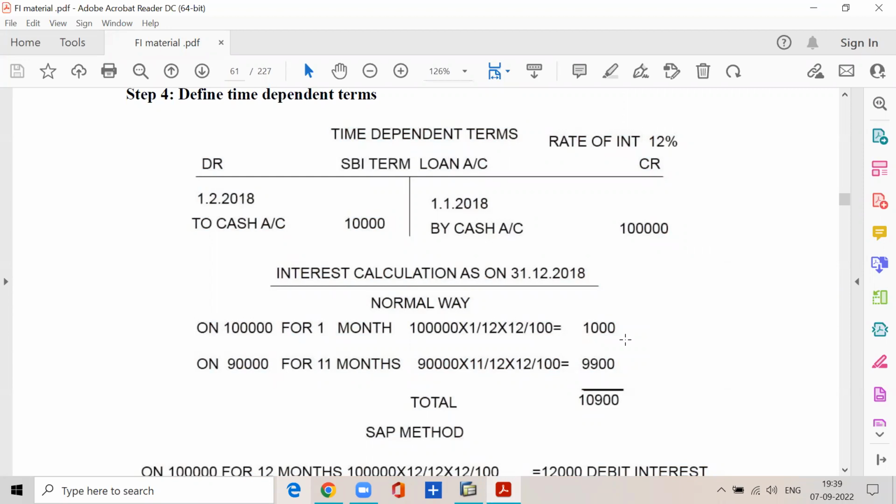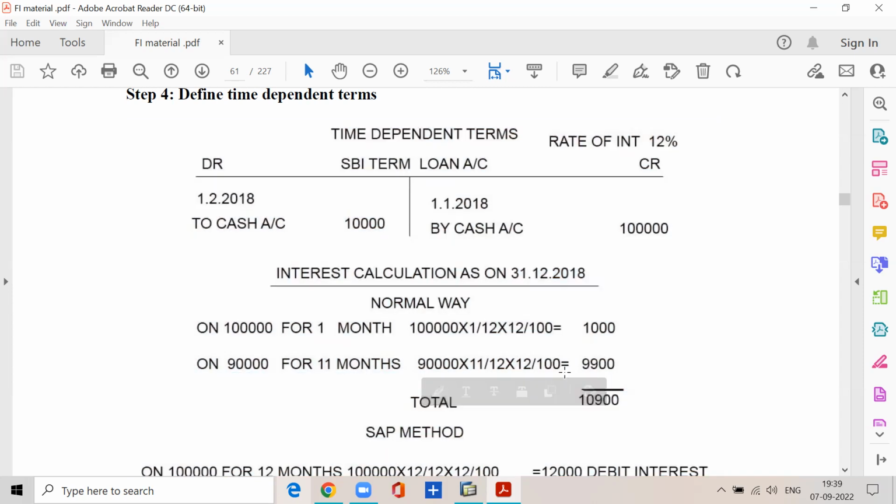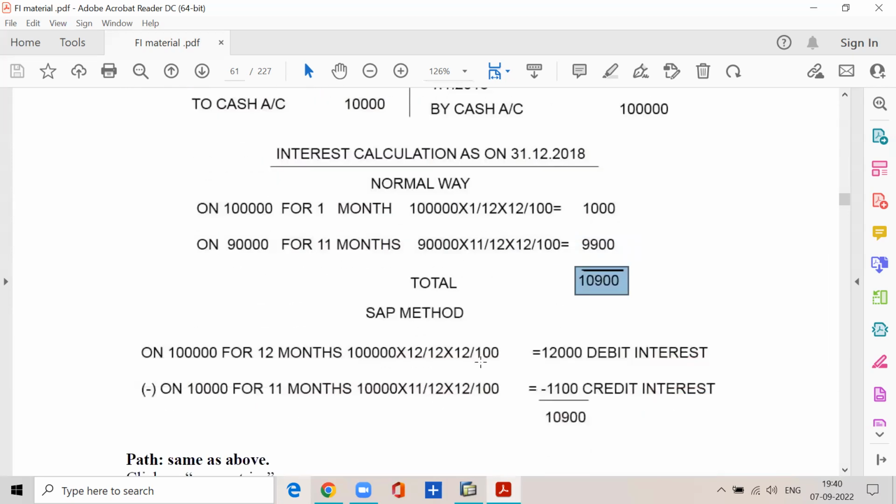Yes, sir, clear. Now, on 1st February 2018, you have repaid 10,000 rupees. That means from 1st February 2018 till 31st December 2018, we have used 90,000 from the bank, right? Yes or no? Okay, sir. So on 90,000 for 11 months, 90,000 into 11/12 into 12 by 100, which comes to 9,900 rupees. So the total is 10,900. This is the amount of interest you have to pay to the bank. This is how we calculate interest in the normal way.